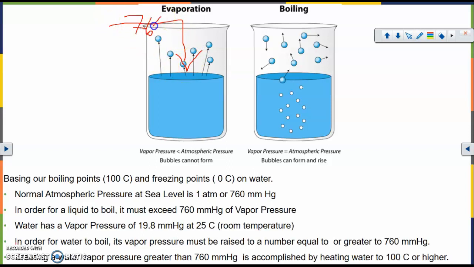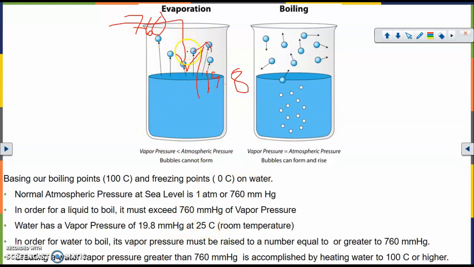So you have two forces. You have 760 millimeters of mercury pushing down, and you have around 19.8 millimeters of mercury pushing the particles, causing them to escape from the liquid to the gas phase, and obviously 760 is going to be pushing them back into the liquid phase. All right, so that's at 25 degrees Celsius.